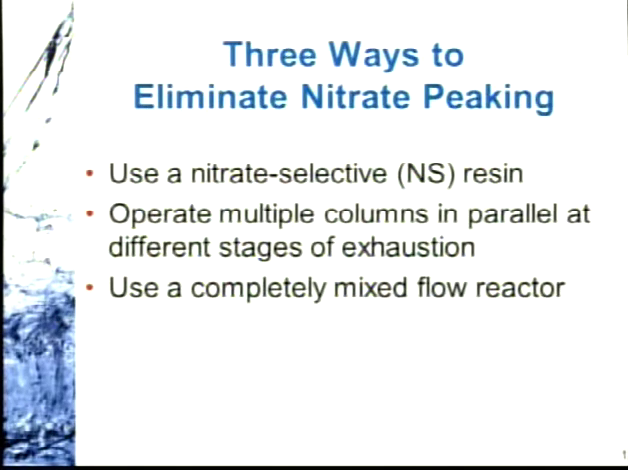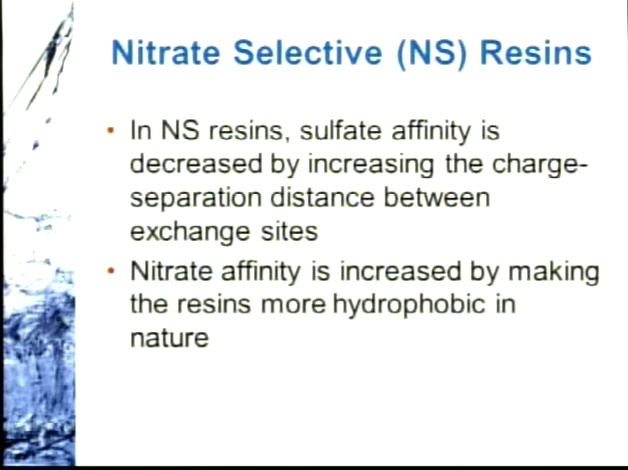And the last thing is you can use a completely mixed flow reactor, and there are benefits with those to avoid peaking not only of nitrate, but any other contaminants that might peak in the process stream. So nitrate selective resins change the sulfate affinity, decreasing it by increasing the charge separation between those sites. This is probably way too technical, but there are lots of really good scientists, in fact some people that represent those groups in this audience that can speak to this more specifically. But it simply just makes nitrate more selected and allows it to operate more efficiently in the presence of sulfate.